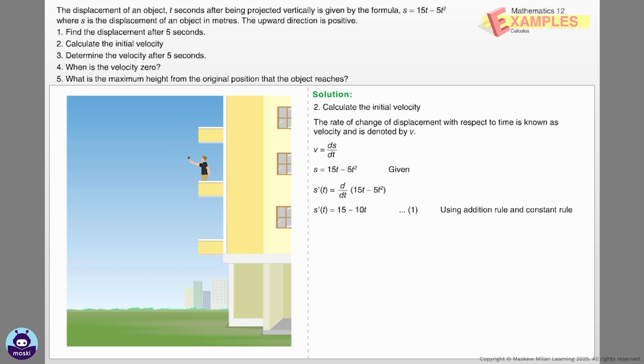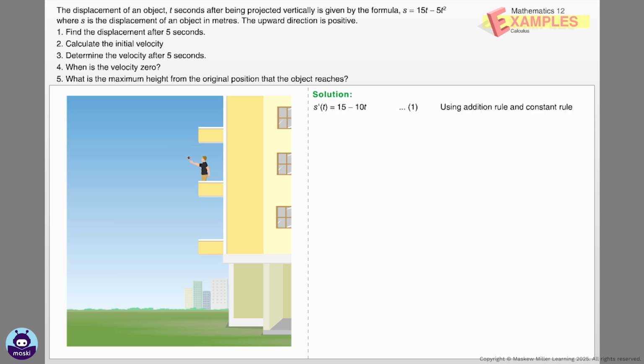To determine the initial velocity, we substitute t equals 0 in the equation. s'(t) equals 15 minus 10 times 0. Therefore, initial velocity equals 15 meters per second.